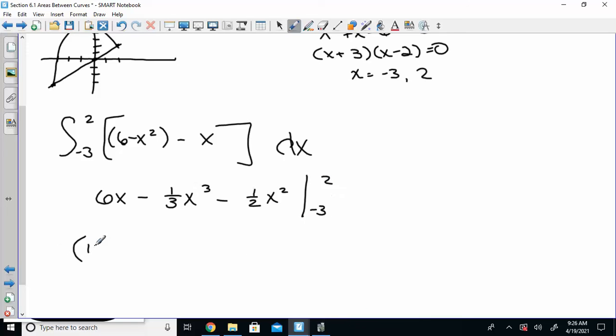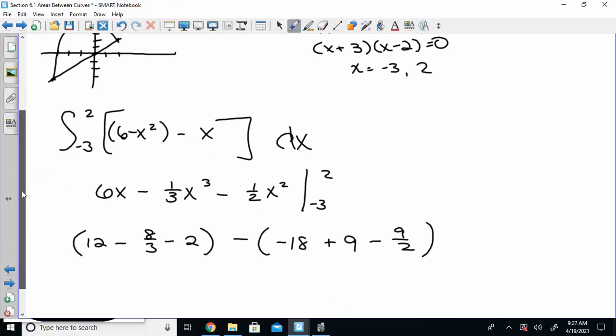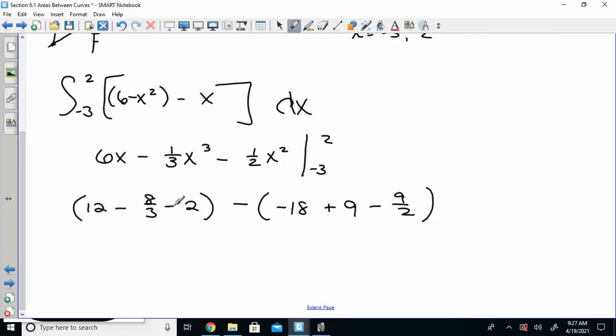So if we plug in a 2, 6 times 2 is 12. 2 to the third, 8 over 3. 2 squared is 4 times 1/2 is 2. -3 to the third is -27 times -1/3, which would be a positive 9. So we get 10 minus 8/3 plus 9 plus 9/2.